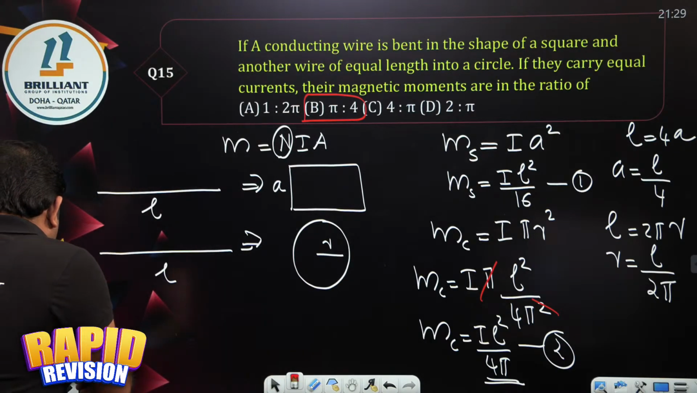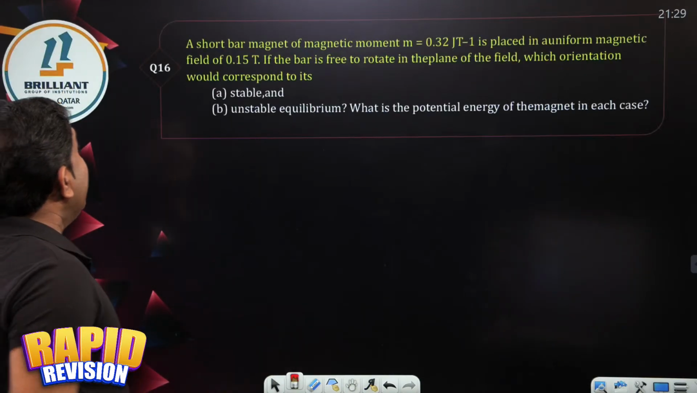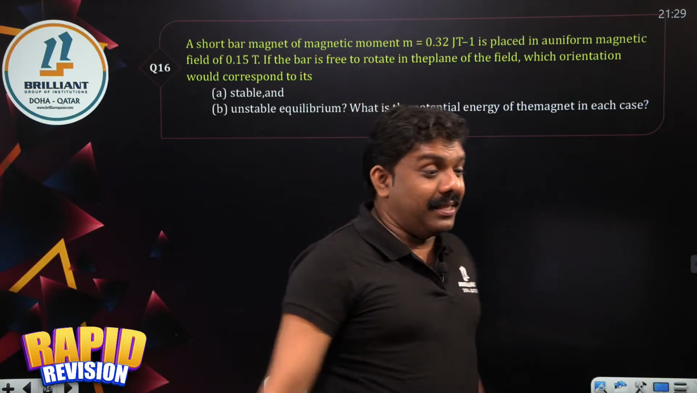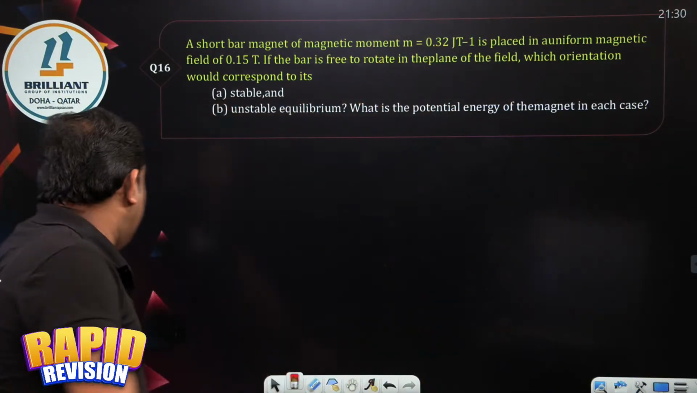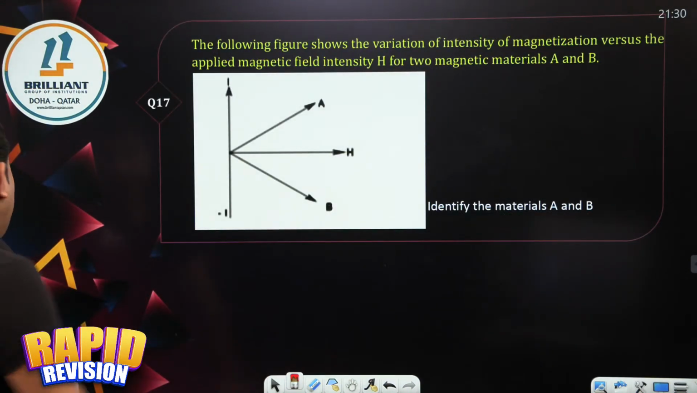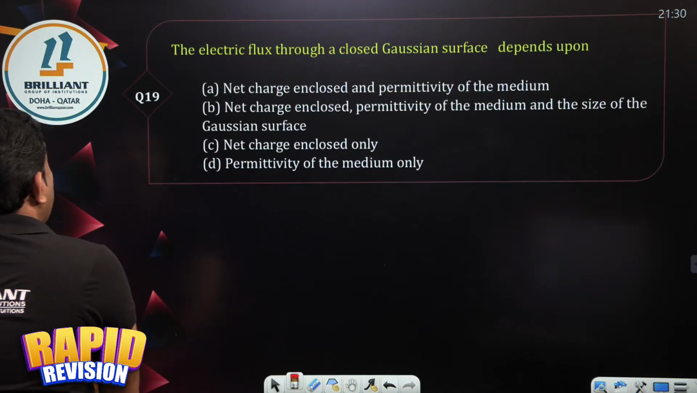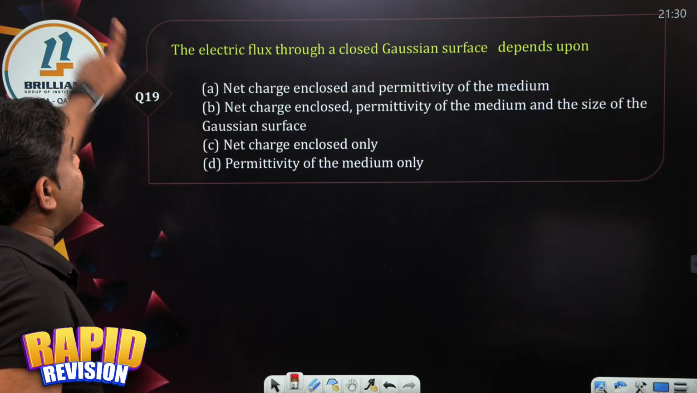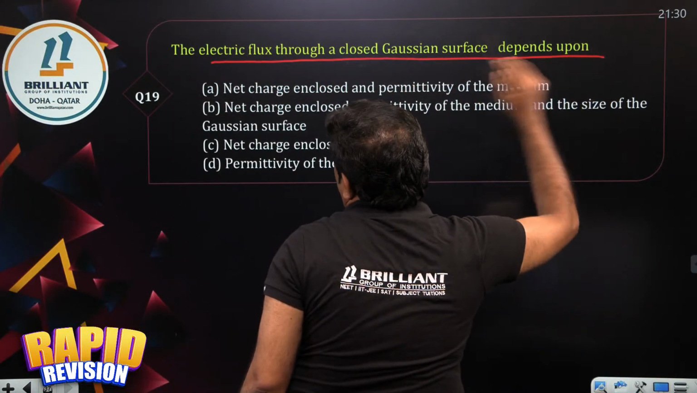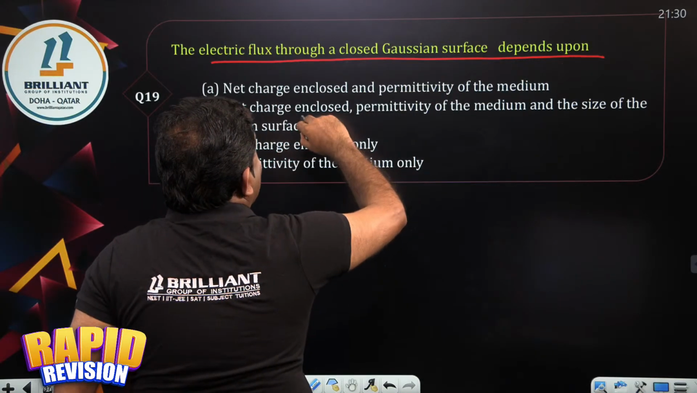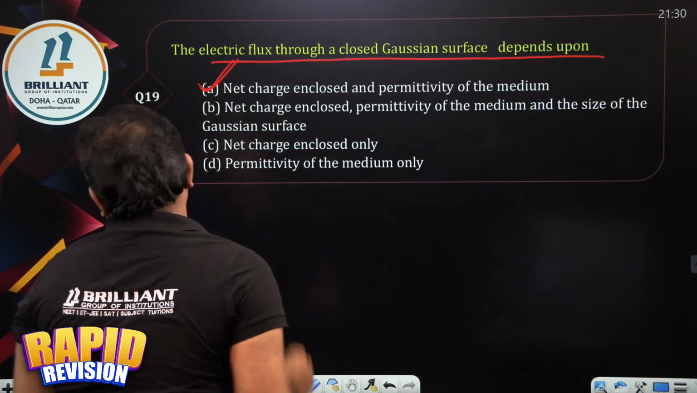Okay, now we are explaining the next question. A short bar magnet, question 16. In the last 5 minutes, we have to do only 2 more questions, and that is the end of the questions. Before that, the 19th one is actually chapter 1: the electric flux depends upon what? Net charge enclosed and permittivity of the medium. Right answer is option A.